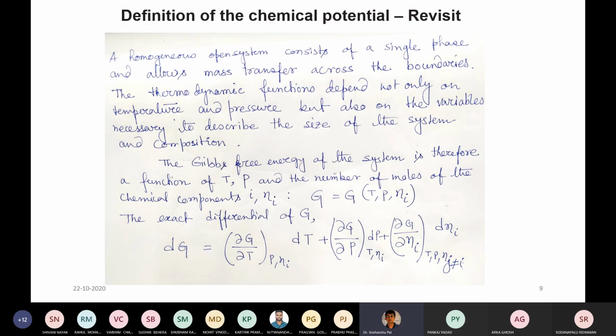Now we have groundwork regarding the understanding of chemical potential. Now we will try to revisit the definition of chemical potential from the understanding we reached in today's class.